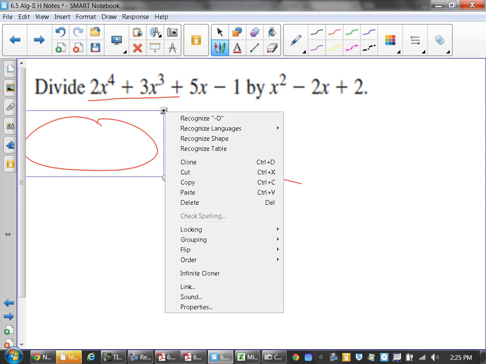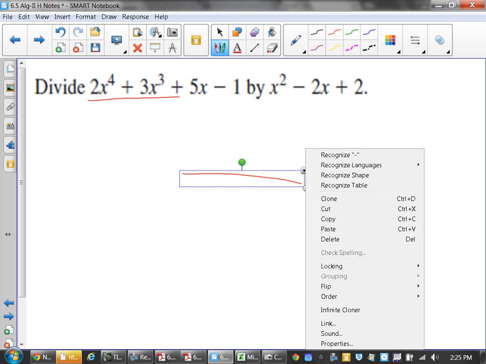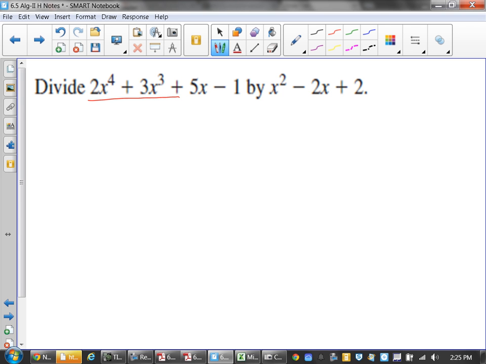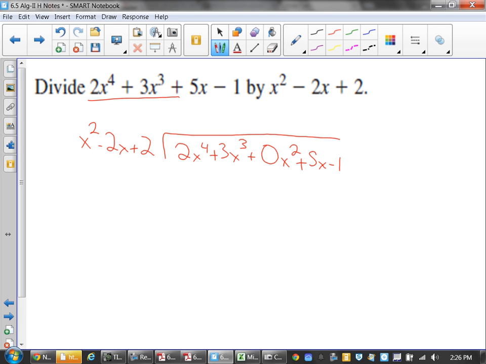Good question. This is an example of one where you need to put a 0 in. So is it 0x squared? Good. So on the outside in this case, we have x squared minus 2x plus 2 going into 2x to the 4th plus 3x cubed plus 0x squared plus 5x minus 1. Now, the reason why I'm putting in this placeholder is so that everything stays in line.